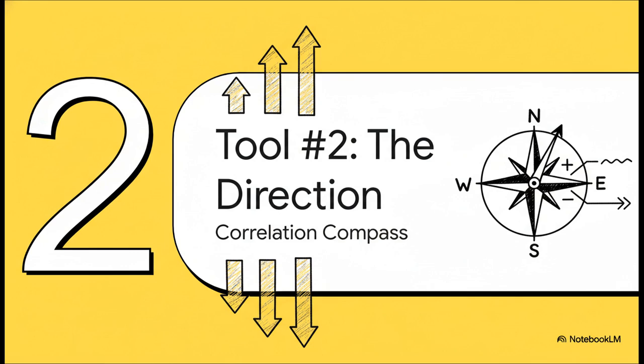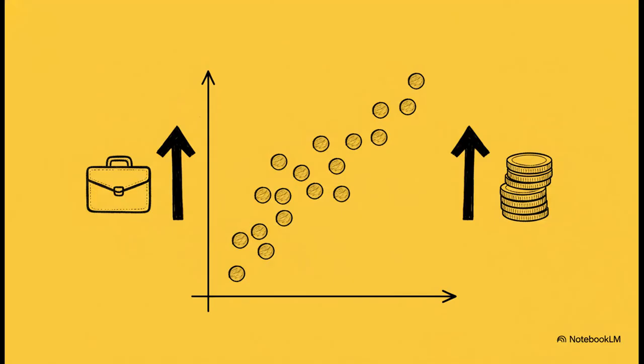That's step 1. Now, our next job is to figure out its direction. Is it going up, is it going down, or is it just all over the place? For this, we need our second tool, what I like to call the correlation compass. First up is positive correlation, and this is exactly what we saw with our study data. It's simple. As one thing goes up, the other thing goes up right along with it.